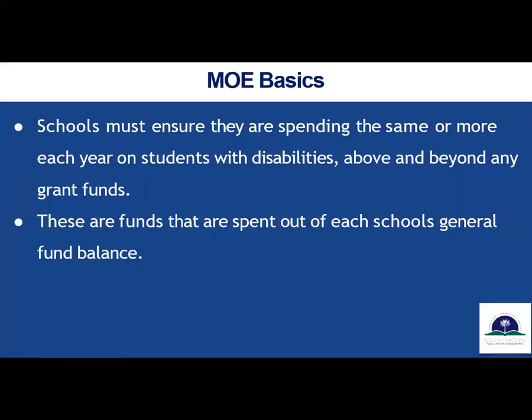So these are funds that are specifically spent out of each school's general fund balance. As a school leader, what you want to ensure that you are aware of is what you spent on students with disabilities the previous year and what you're spending in the current year. This way, you can ensure that you are spending about the same or more than what you spent the previous year. Remember that we as a district are a sum of all of our small parts. So if you all don't make MOE, then it is likely that we as a district won't meet MOE.